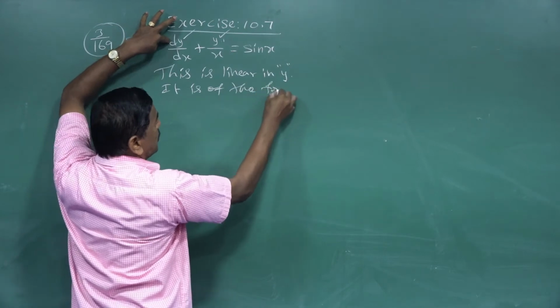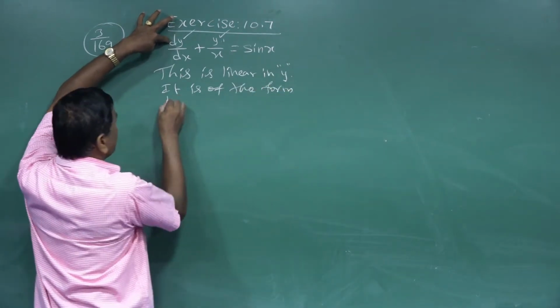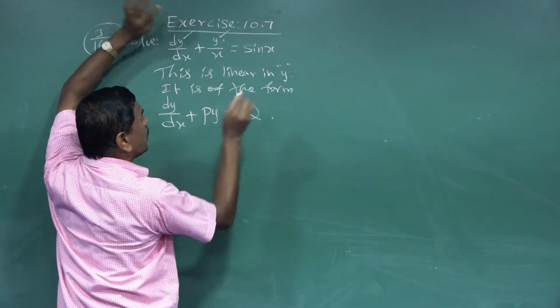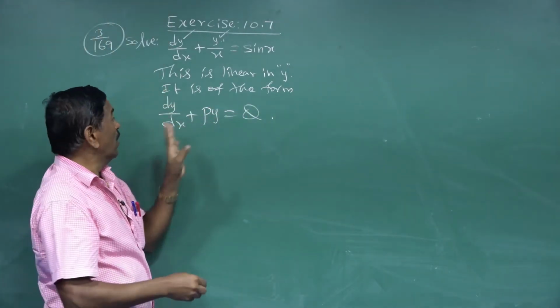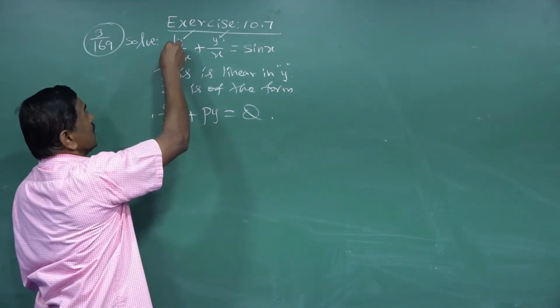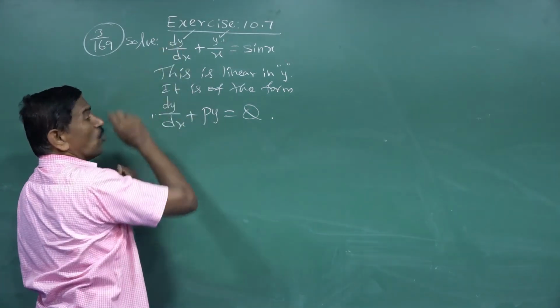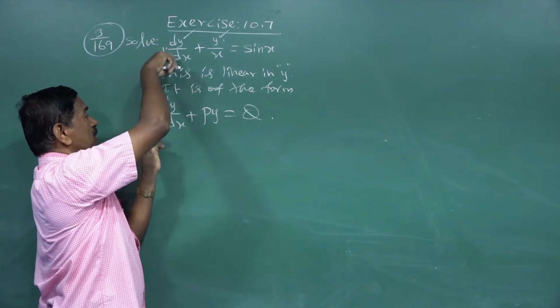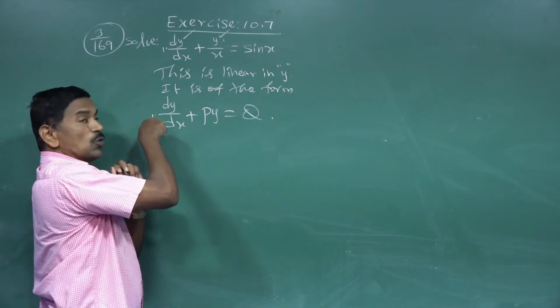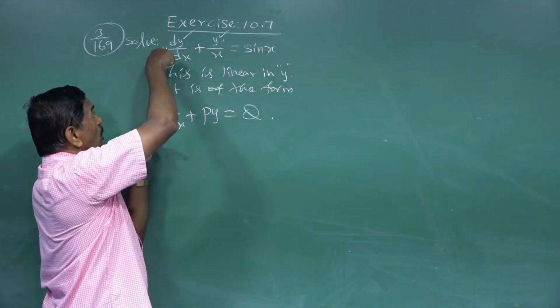It is of the form dy by dx plus py is equal to q. Here, dy by dx has coefficient 1. Yes, in the question also dy by dx has coefficient 1, so it is a direct question. We want to make the standard form where the dy by dx coefficient should be 1. Here the coefficient is already 1.